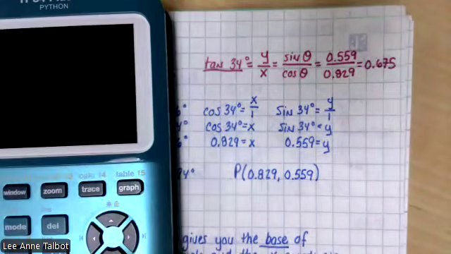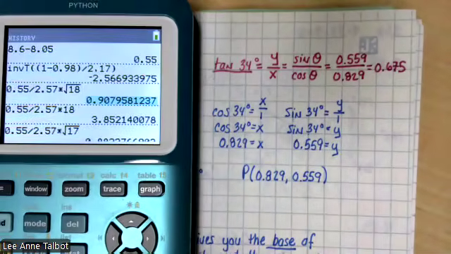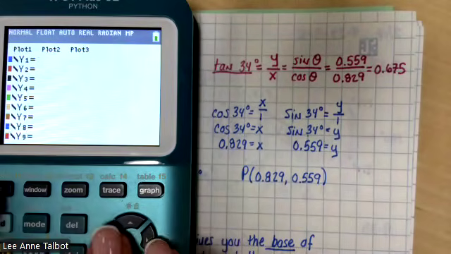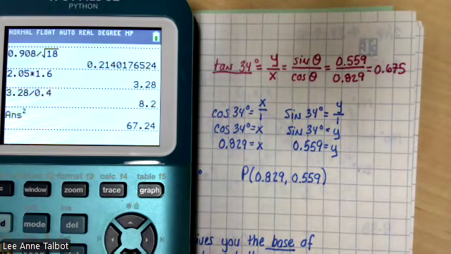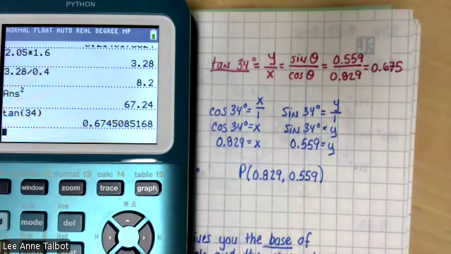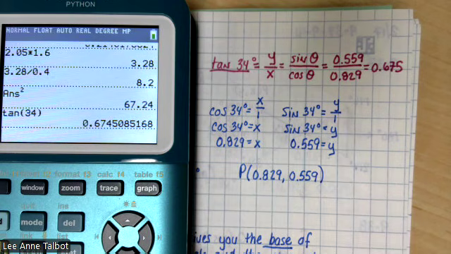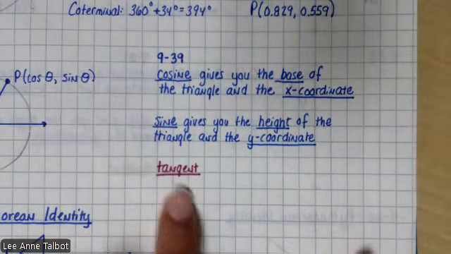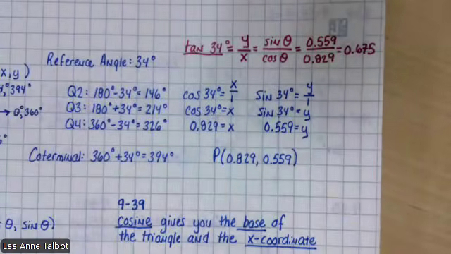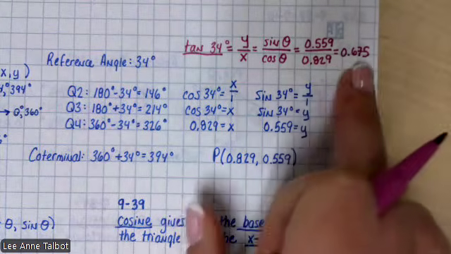Okay, now I'm going to, you guys don't need to do this. I'm going to put my calculator back in degree mode and find the tangent of 34 degrees. And hopefully I got 0.675. Okay. So now I want you guys to scroll down to number 39, where I told you to leave a little bit of room here for tangent. So up here, you should just have 0.675.